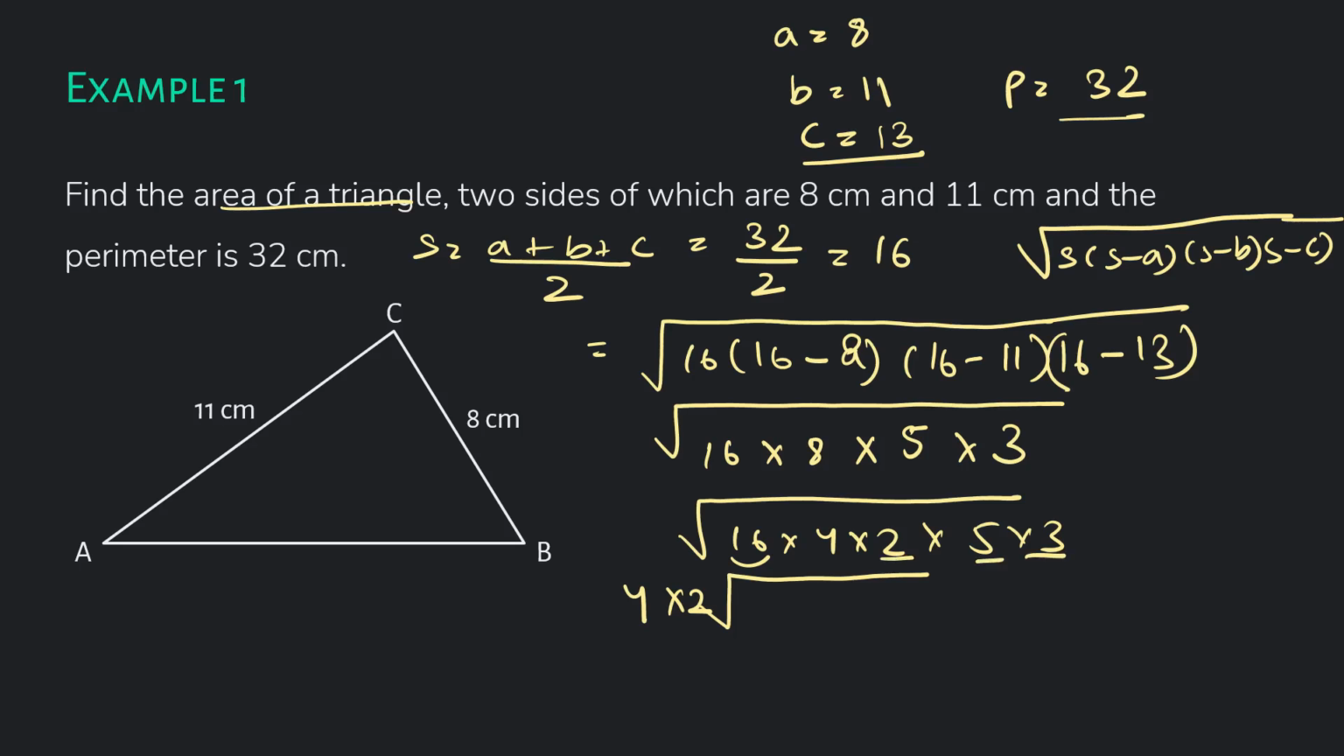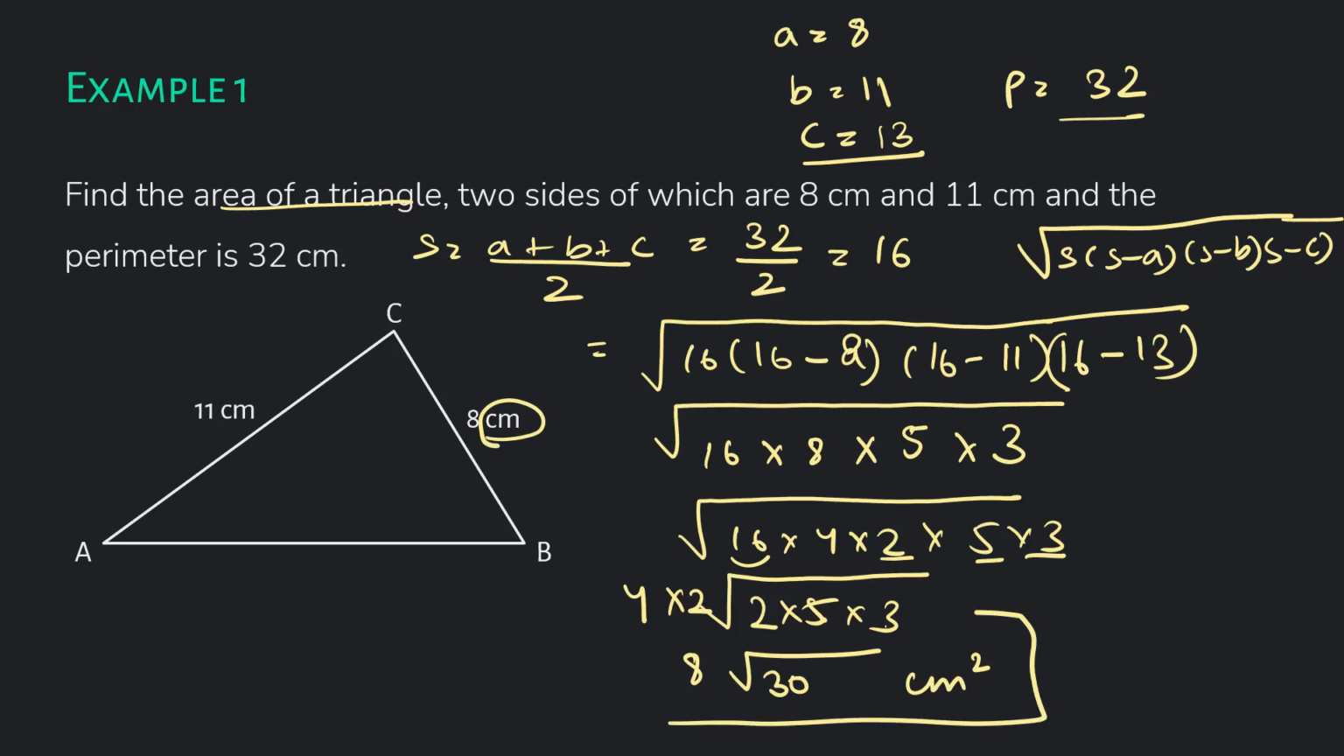So there are no pairs, so we cannot take them out of the square root. We'll just multiply it inside: 2 into 5 into 3. We have 8 into 2, 5s are 10, into 3 is 30. And we'll write the units. Since our length is given in centimeters, we'll write centimeter square. This would be the area of this triangle.